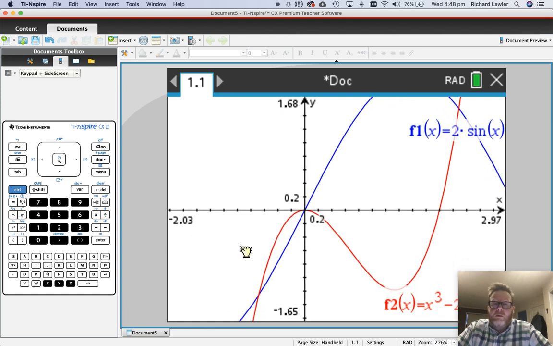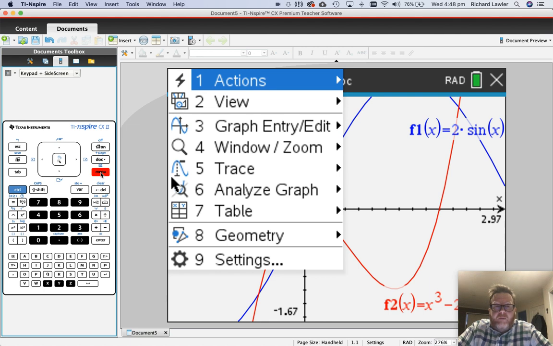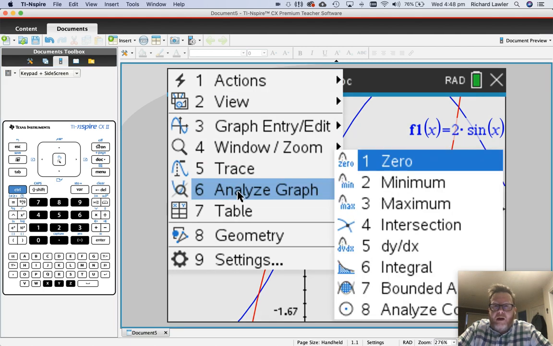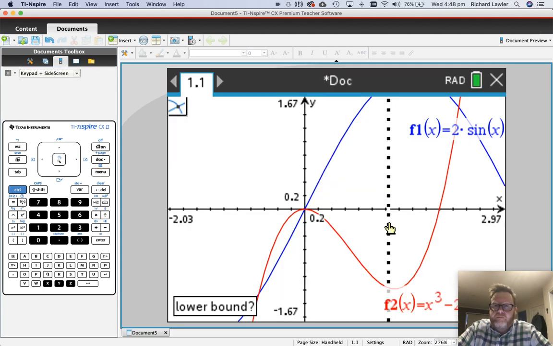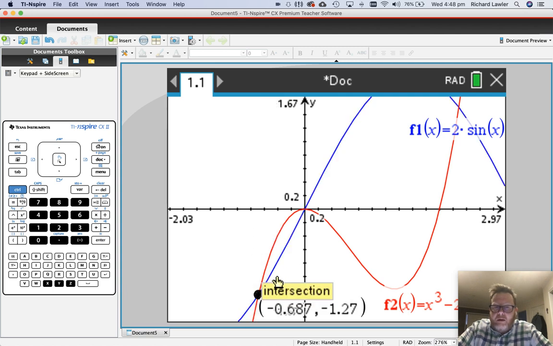But you might note that we always start with the same idea, and that is we need the points of intersection. But we've got three. This one's pretty obvious, isn't it? But let's just go through the process anyway, just for the sake of it. So menu, analyze graph, intersection, go one side and then the other side, and there's my point of intersection, like so.